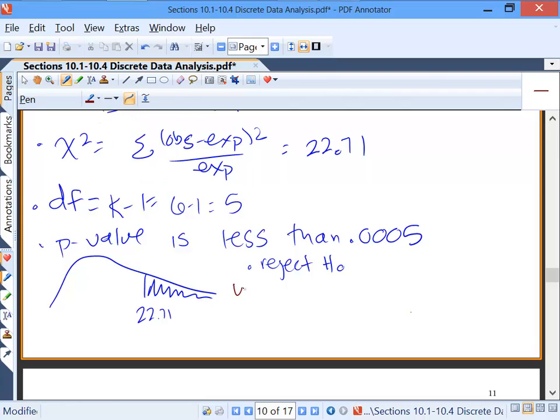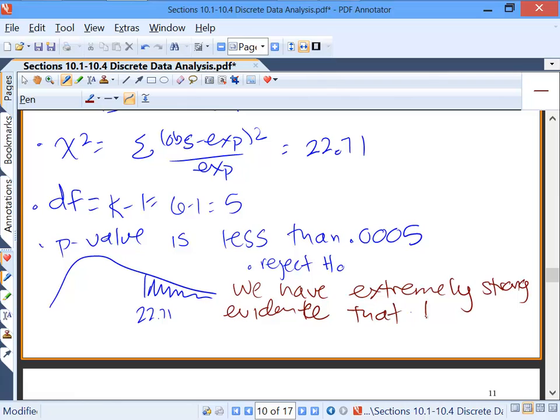Okay, and we have extremely strong evidence that the old distribution doesn't match current taste.